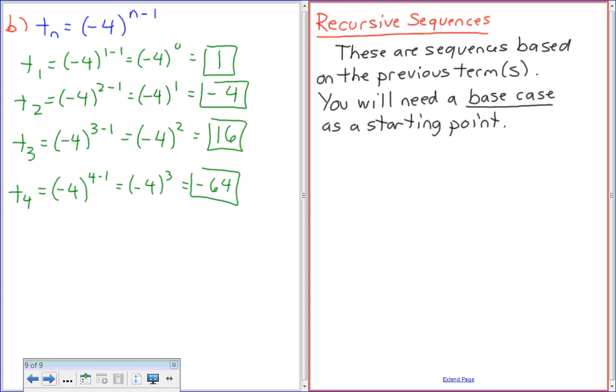The difference between a recursive sequence and the standard sequences we've seen in the first two examples: in a standard sequence, if I need to find the 99th term, I just plug n equals 99 into my equation, and there we go. For a recursive sequence, if I'm looking for the 99th term, that means I need to find the 98th term first, which means I need to find the 97th term before that, which means the 96th term before that, and so on and so forth.